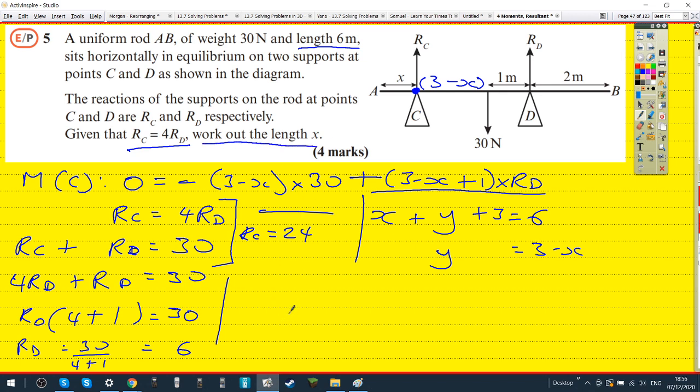Work out the length x. And so now I've got RC and I've got RD. Do I now need to put them in? Yep. And do I now need to multiply? No, no. You have an equation with x. You now know everything you need. Oh, so now if I just do 0, do I need to just sub in 6 for reaction D? Yep. And so that would be 0 equals minus 3 minus x times 30 plus 3 minus x plus 1 times 6. Yep.